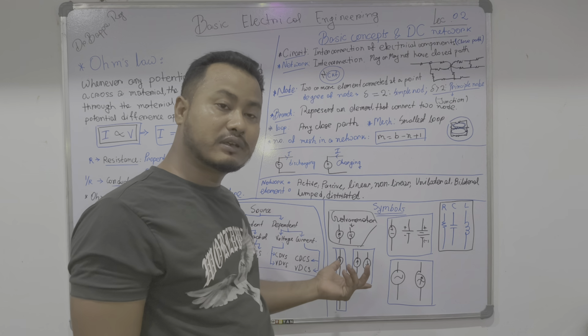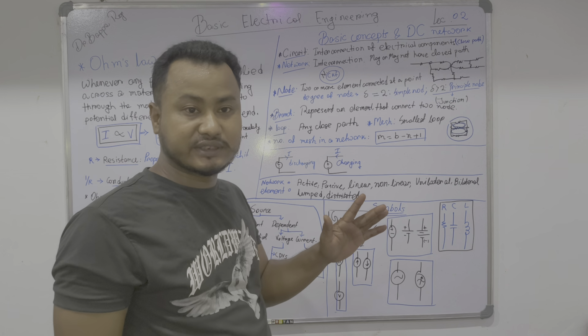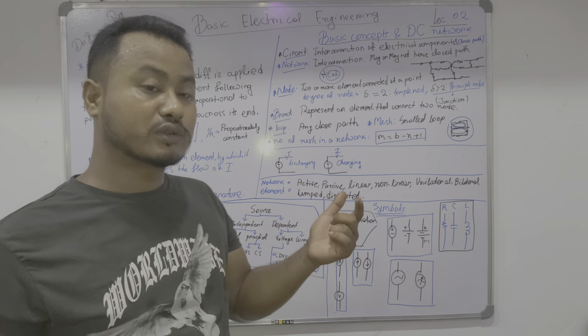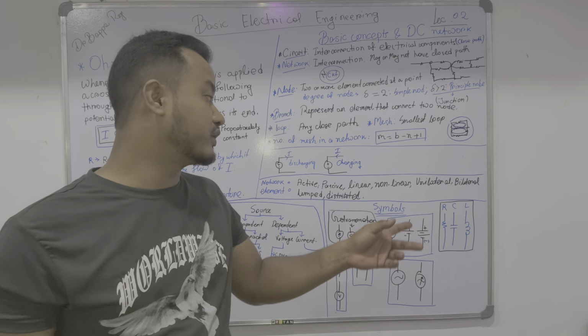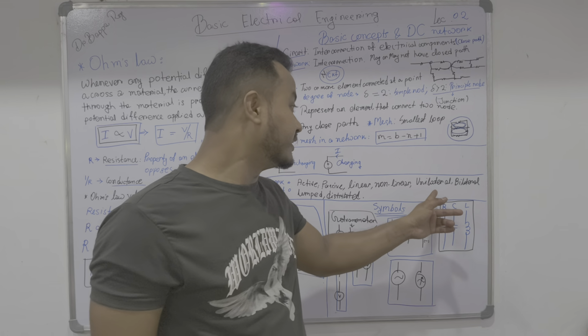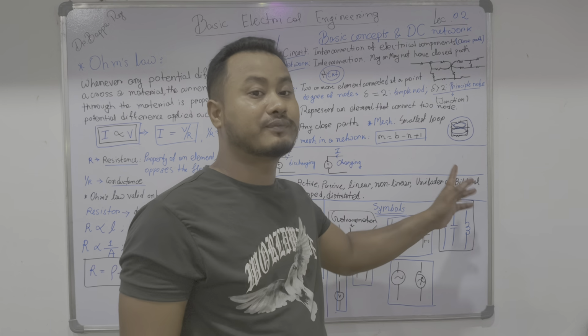Then linear and non-linear. In electrical terms, we simply say that linear means it follows Ohm's law. A linear component follows Ohm's law; a non-linear one does not follow Ohm's law. That's it.